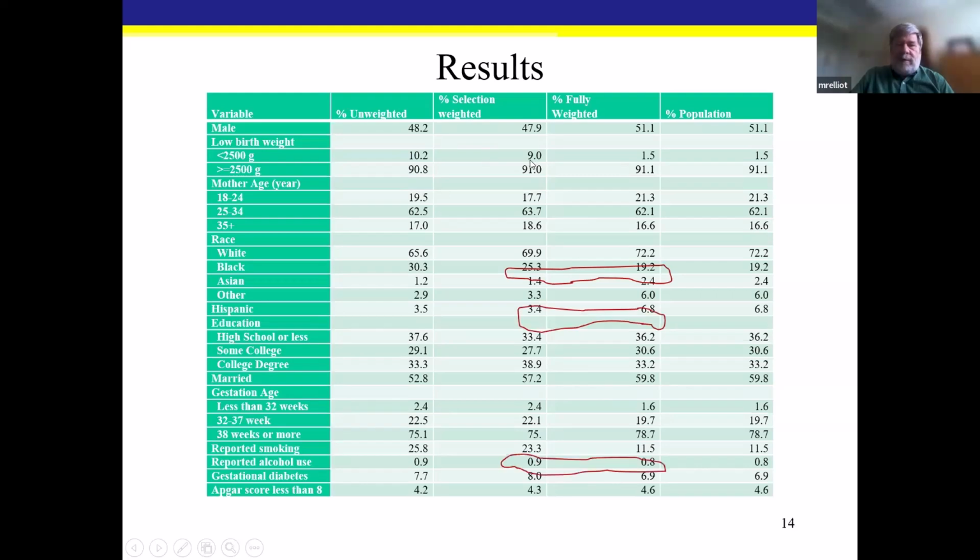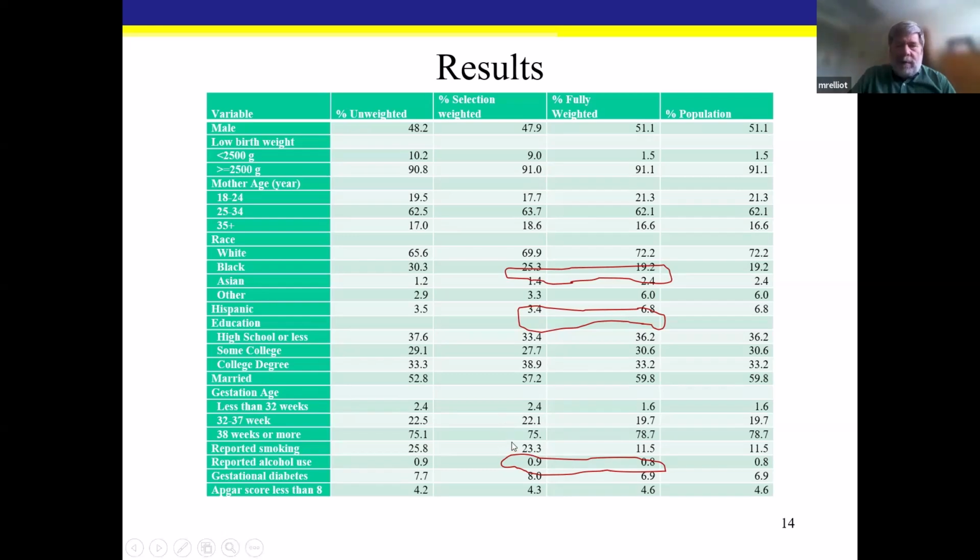I'll just run through this. There are sort of three that maybe were a little bit off. Sorry, this looked better on my original slides. We tended to oversample a little bit the Black population and undersample the Hispanic population. And smoking behavior was really a little dramatically different. We had twice the number of women reported smoking.